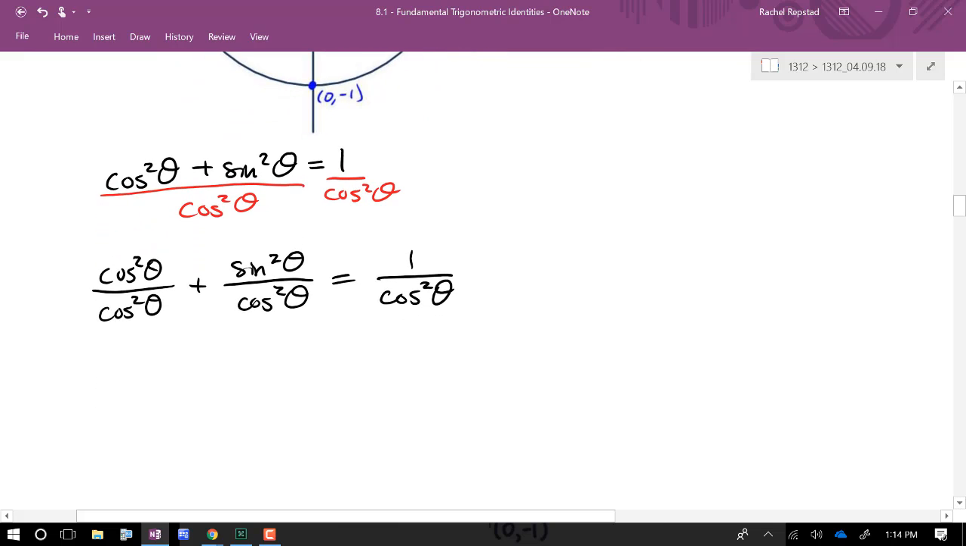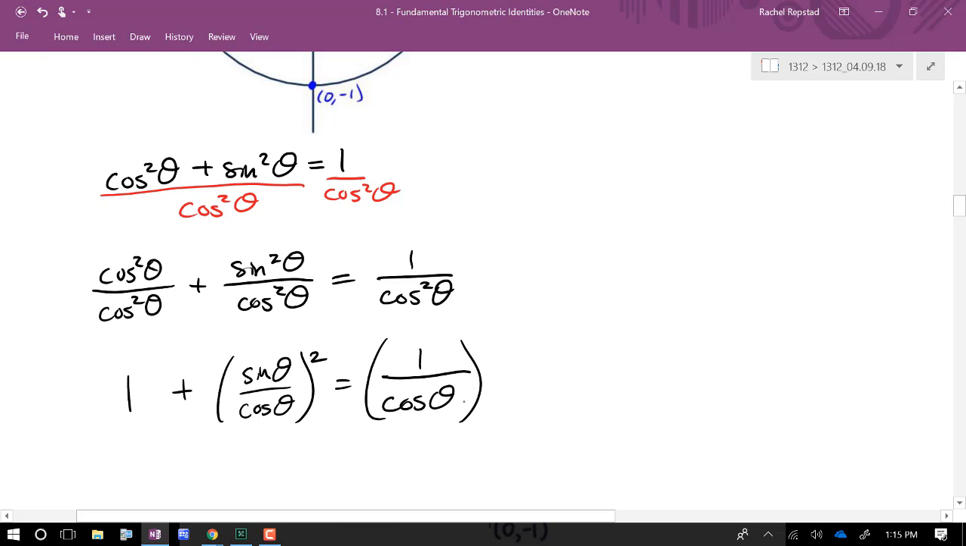Now that first term, cosine squared over cosine squared, that's 1, right? I'm dividing something by itself. This second term here, sine squared over cosine squared, that's a fraction where we squared the top and the bottom. I can use the rules of exponents to write it as sine theta over cosine theta, all squared. And likewise, 1 is the same as 1 squared, right? I think we'd all agree with that. So we could write this as 1 over cosine theta squared.